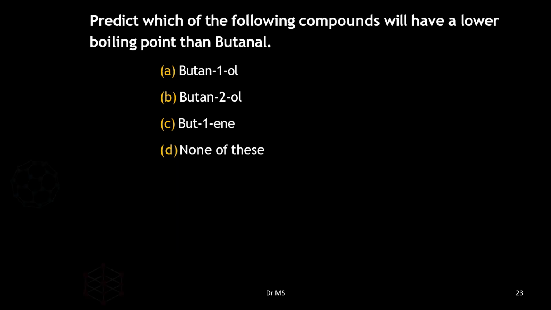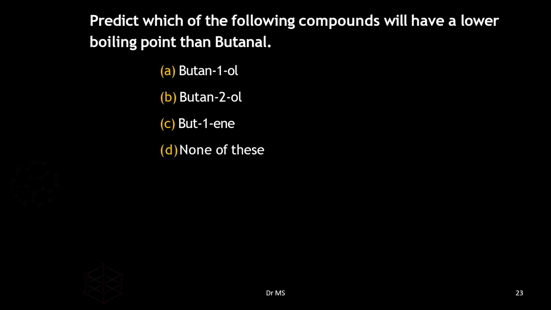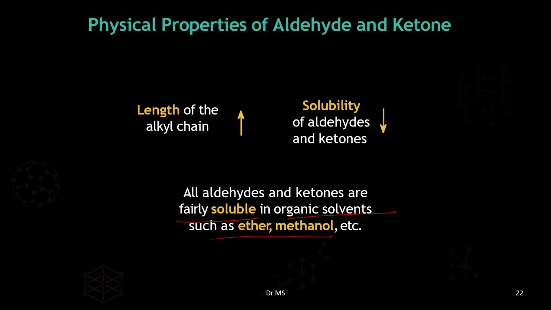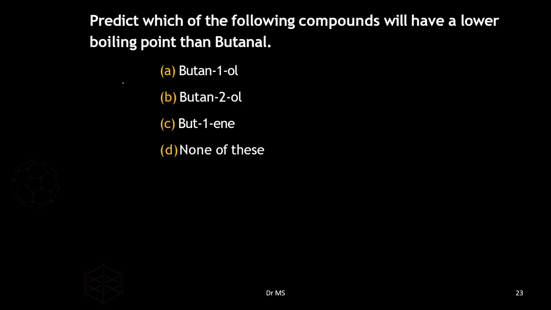Okay, let's start. Three slides are there. If these are over, that means the physical properties are over, then we can start chemical properties in the next class. So tell me, predict which of the following will have a lower boiling point than butanol. Butanol, which is nothing but an aldehyde. So which one will have a lower boiling point than an aldehyde? I can clearly see there's only one option. Option C. Yeah, option C.